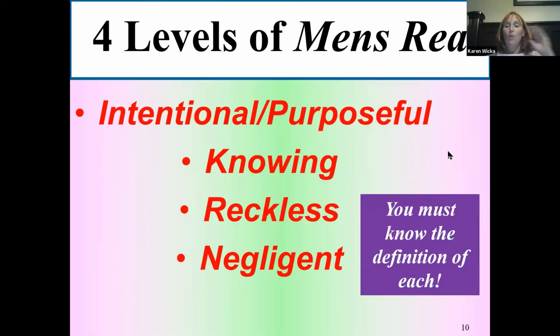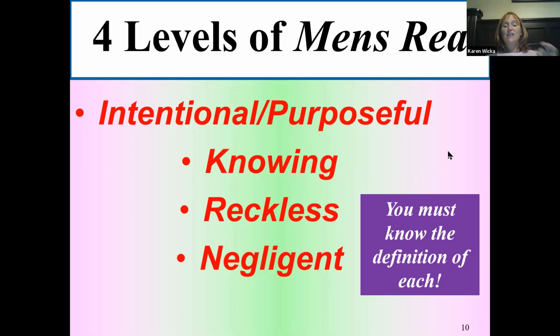Okay, so this is the biggie. When we're talking about mens rea, there are 4 different levels of mens rea. So every time there's a crime, they have to have one of these 4 levels of mens rea. So if I ask you a question, what are the 4 levels of mens rea? These are the 4 you're always going to get. These are your only choices. Intentional or purposeful, sometimes willful, it's called. Those are all the same thing. So intentional, knowing, reckless, negligent. You need to know the definition of each because we're going to use them throughout the rest of the semester. So what do each of them mean?